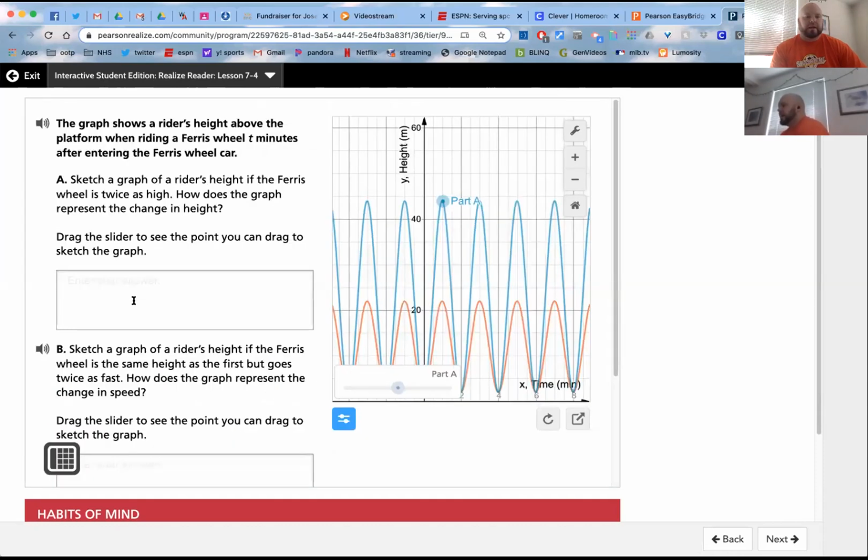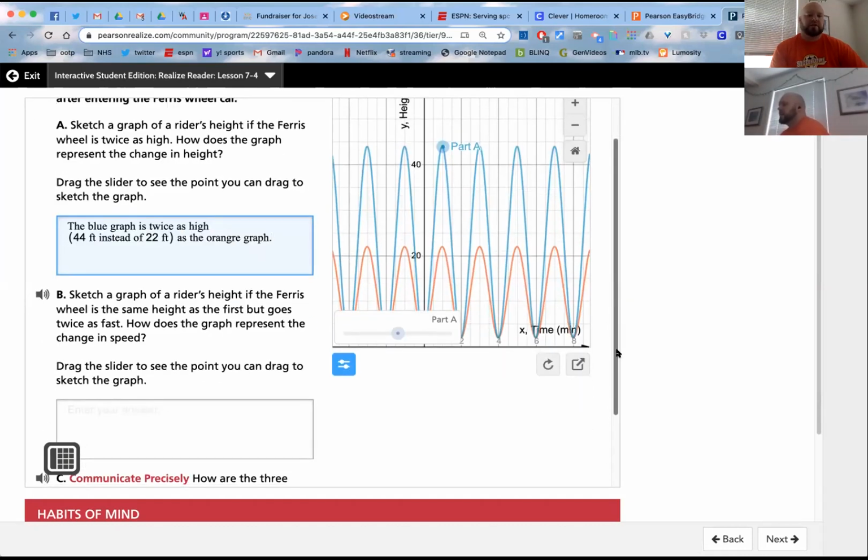All right, so back here, how does the graph represent the change in height? We could just say the blue graph is twice as high, 44 feet, instead of 22 feet, as the orange graph. And part B of our problem says, sketch a graph of a rider's height if the Ferris wheel is the same height as the first, but it goes twice as fast.